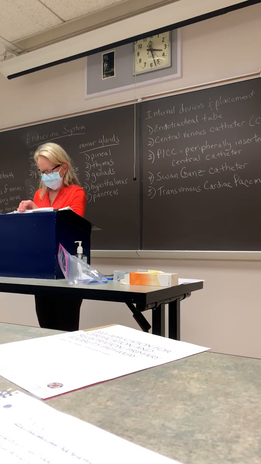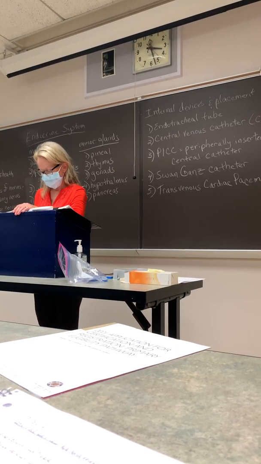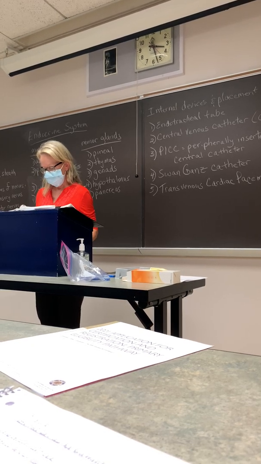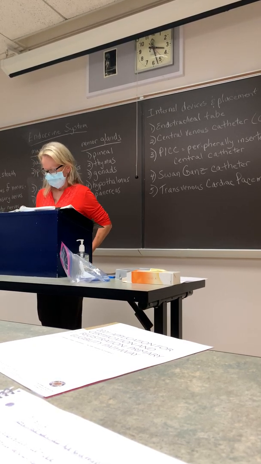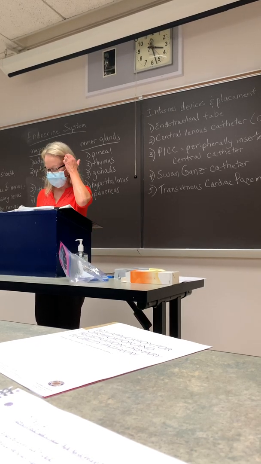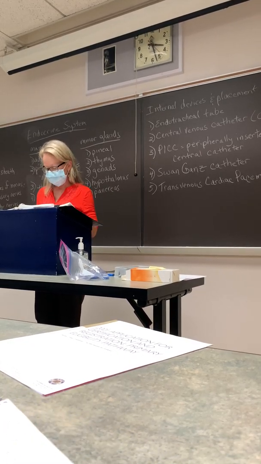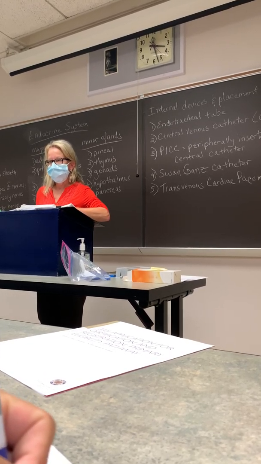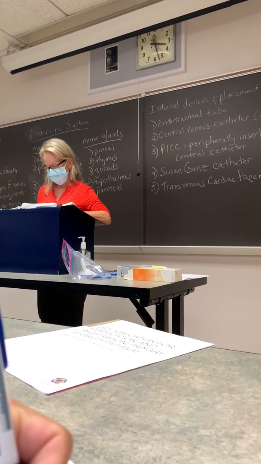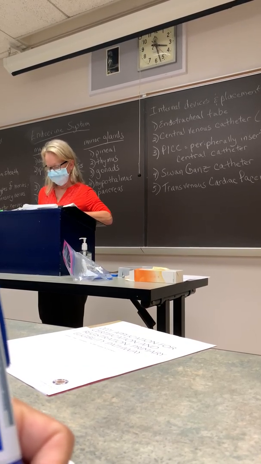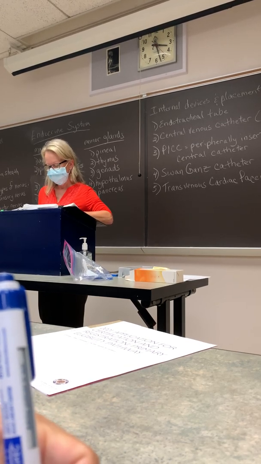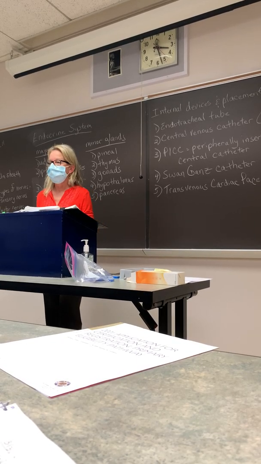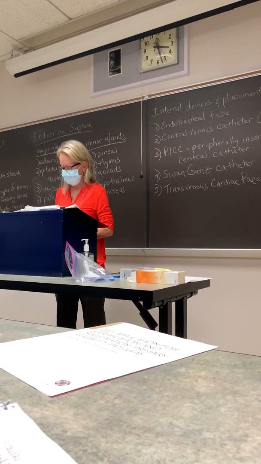All right, the second one is, I think a lot of this is on your portable comp, central venous catheter or CVP line. And it's just what it says it does. It measures central venous pressure. The tip of this one should be in the SVC, superior vena cava.